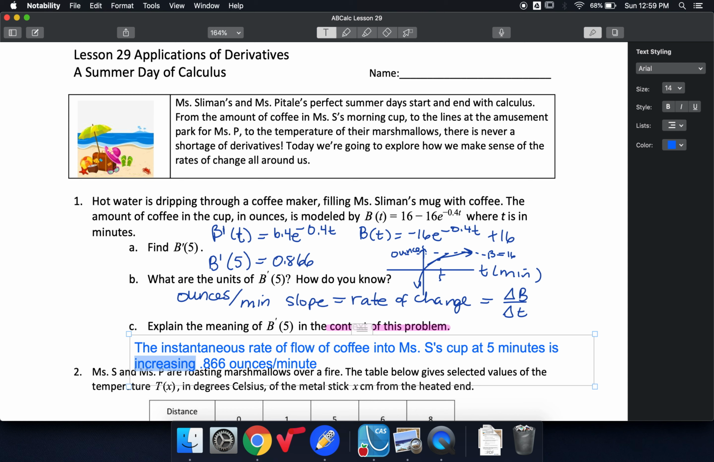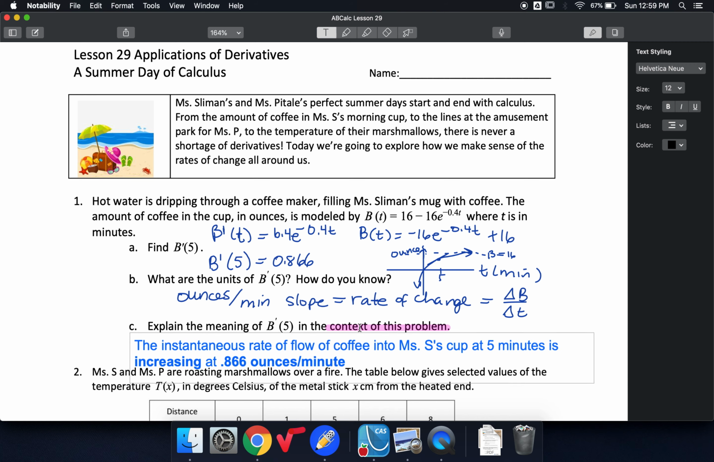I want to be specific here, like I said at the beginning, so specific. So I'm going to use very specific language. It's increasing at 0.866 ounces per minute. So I want to make sure that I'm including value, description, and units. Let's apply that to this next problem down here.